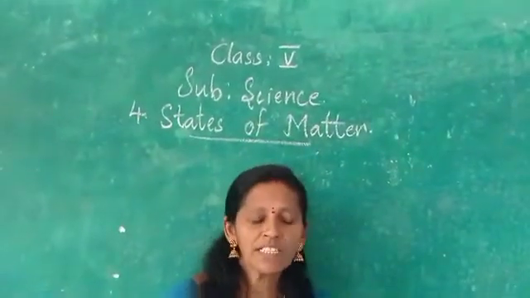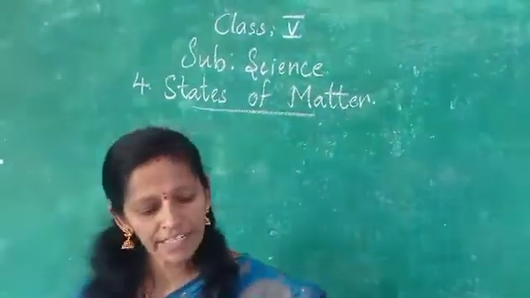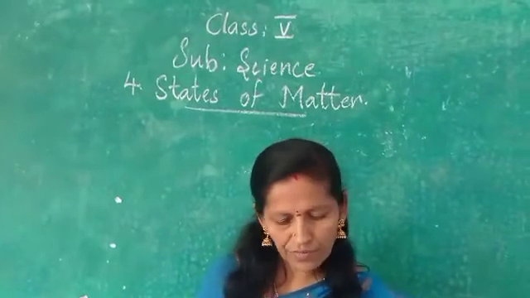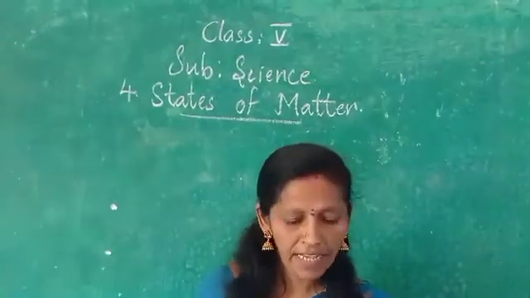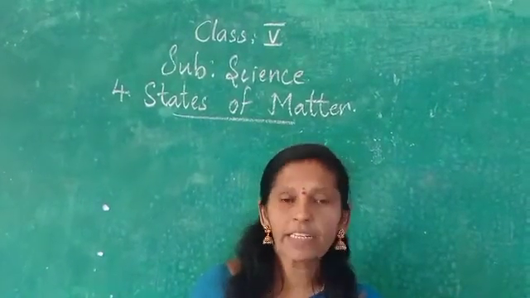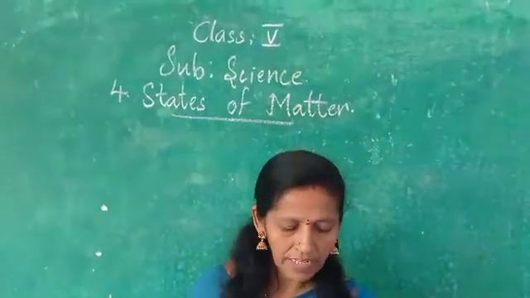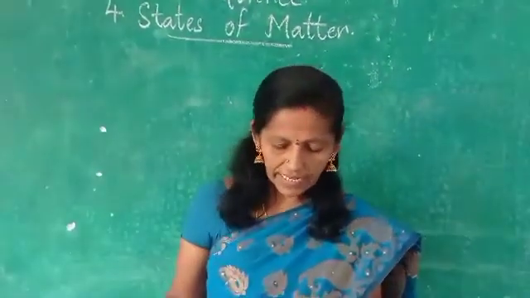Good morning, children. We have started the fourth lesson. What is the fourth lesson? States of matter, beta. In this, we have completed the jumbled letters, identifying the process that names the changes to states of matter. Some jumbled letters were given. We have completed that also, and I have started the lesson.